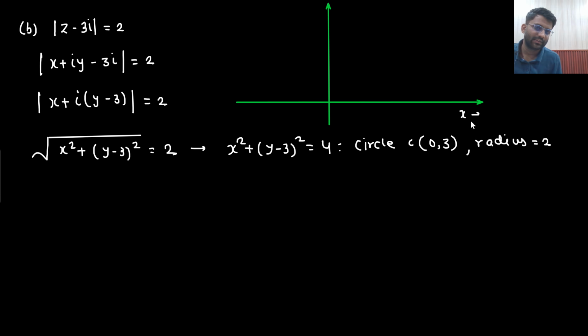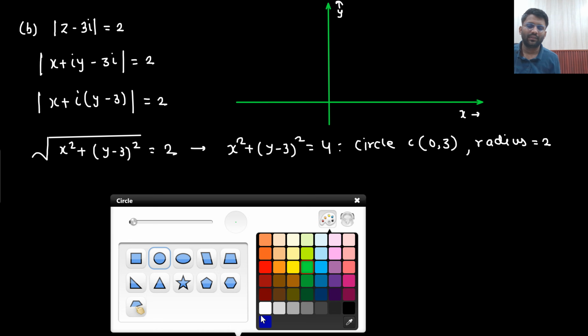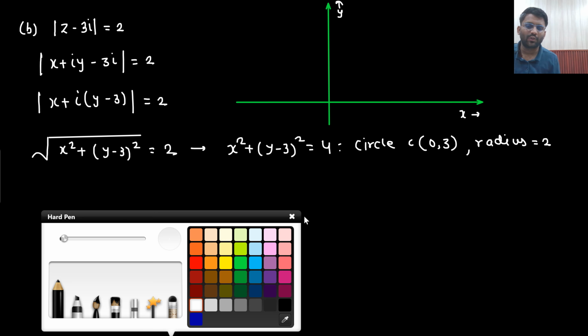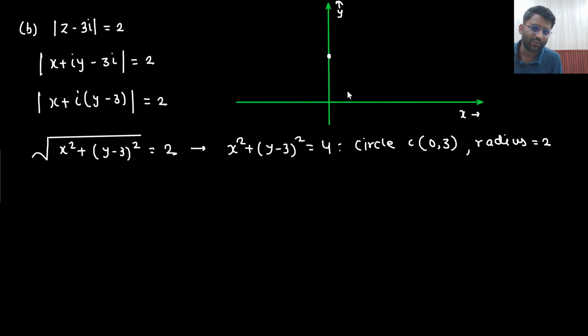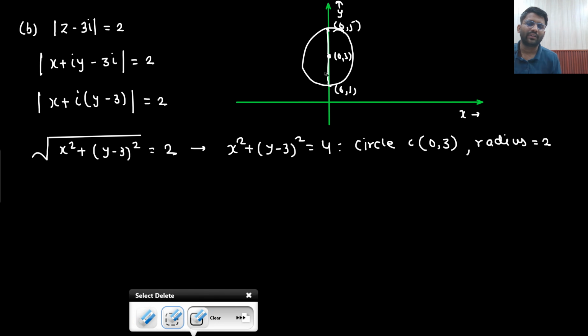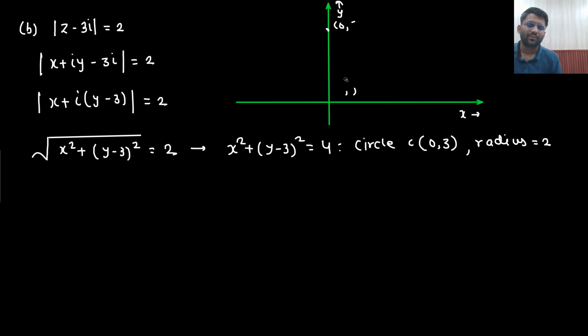This is your x-axis, this is your y-axis, right? So circle with the center of 0, 3 and radius is 2. So radius 2 here and radius 2 here. So then you draw the circle, right? So this is 0, 3, this will become 0, 1 and this will become 0, 5. So circle with the center of 0, 3 and radius of 2. So did you understand? So this is how I will make the circle.